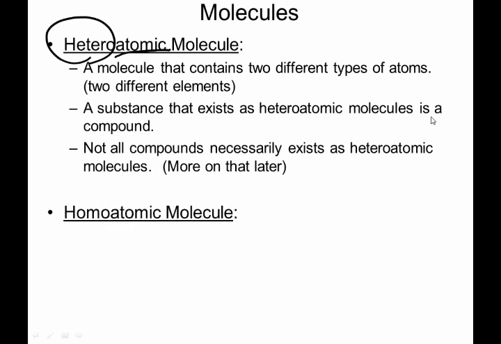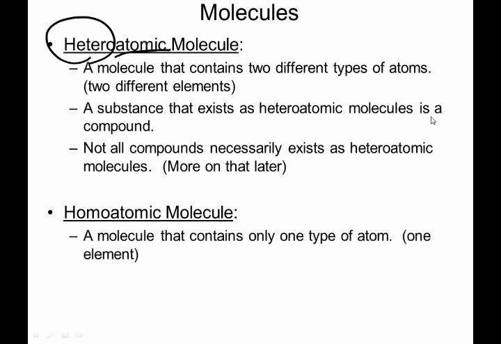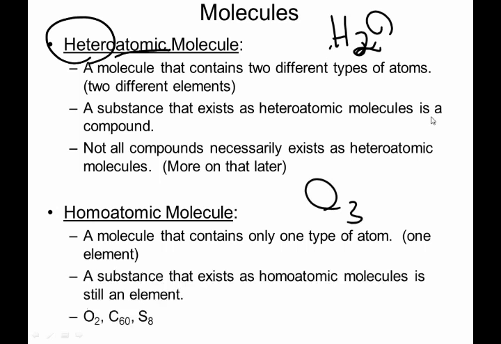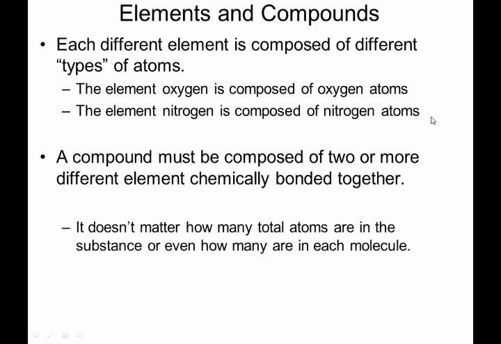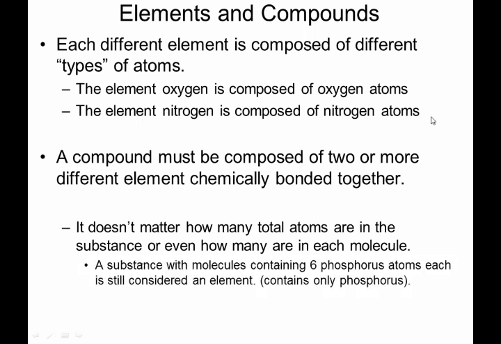Homoatomic molecule. Homo means same, so we mean only one type of atom. A heteroatomic molecule would be H2O. Now, I can call this a triatomic heteroatomic molecule. O3 is a triatomic homoatomic molecule. It's an element. I said this before, compounds are composed of two or more different elements chemically bonded together. It doesn't matter how many are there or how many are in each molecule. A substance with 6 phosphorus atoms is still an element. It's only got phosphorus in it.